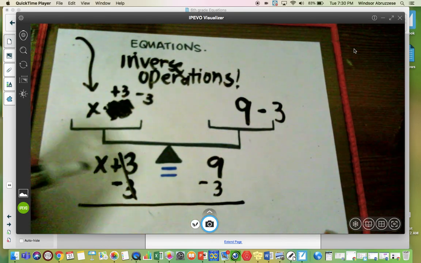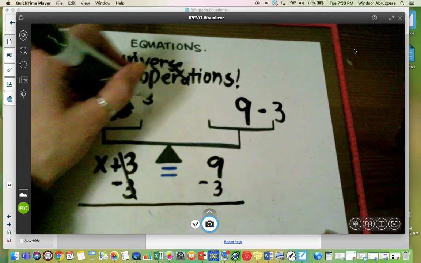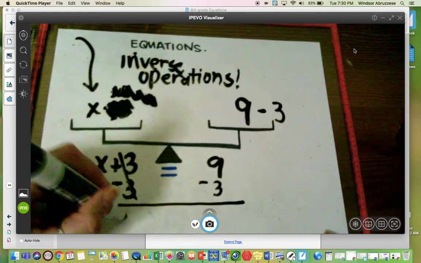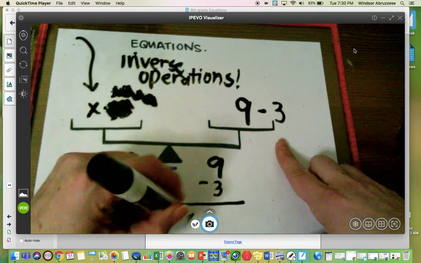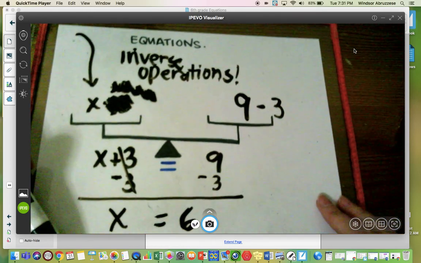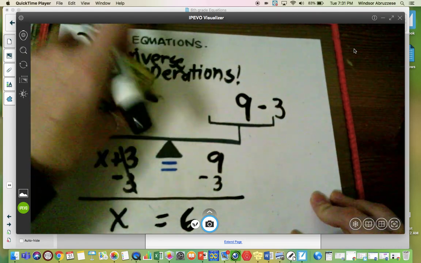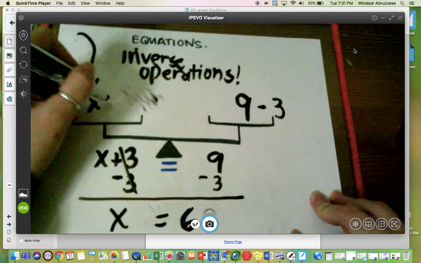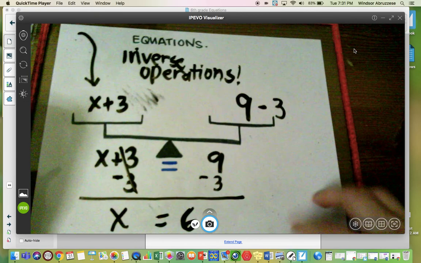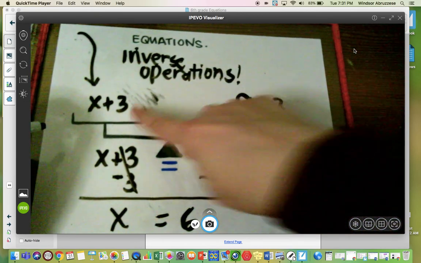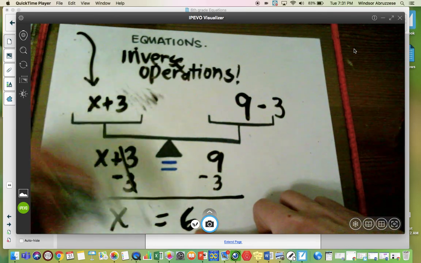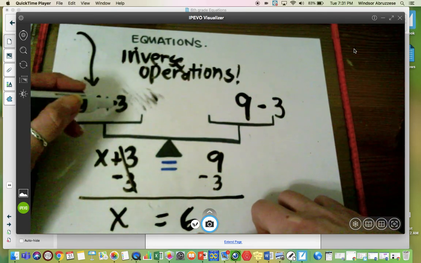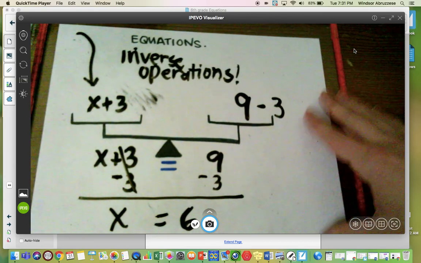So what is left? On this side, I'm just left with my x. And on the right side, what is 9 minus 3? 6. So to solve that equation, x plus 3 equals 9, I'm subtracting 3 from both sides. I get x equals 6. And you can check it by plugging it in or substituting. What's 6 plus 3? 9. Ding, ding, ding. We did it correctly.